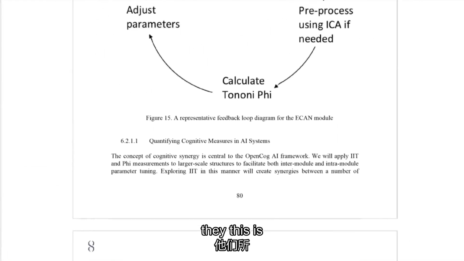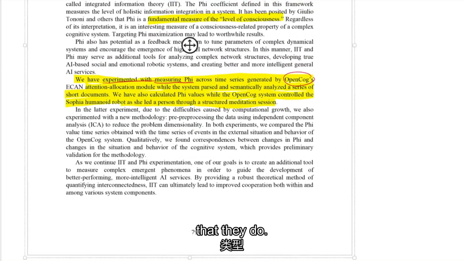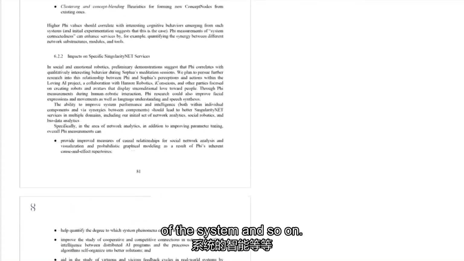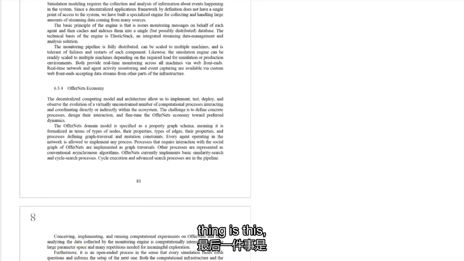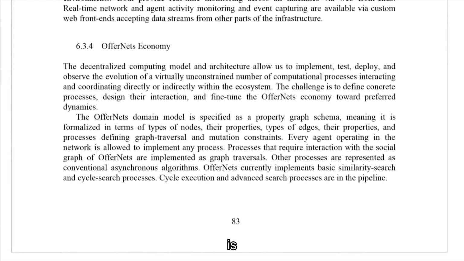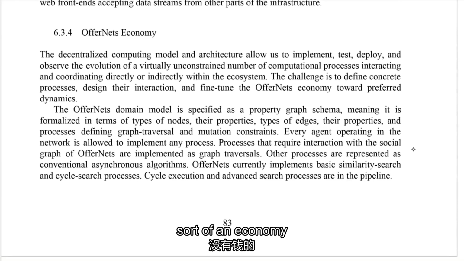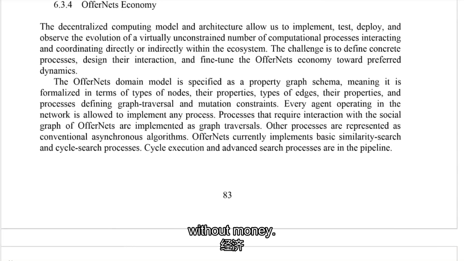But in any case, this is the type of research that they do, and so they measure the intelligence of the system and so on. The last thing is what they want to do is this OfferNet economy. And in researching this paper, I have also watched a bunch of talks from Ben, and he seems sprawling with ideas. And the talk about these OfferNets is also, so the idea behind it is that OfferNet is sort of an economy without money. The OfferNet's domain model, where is it?